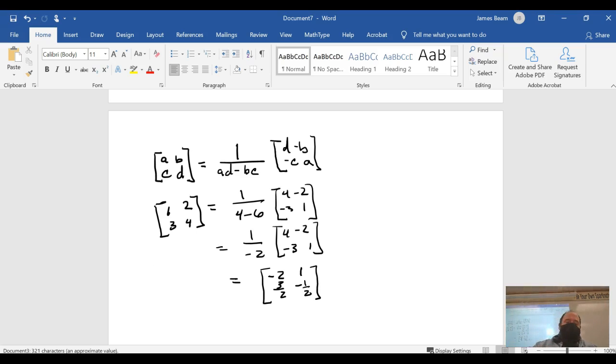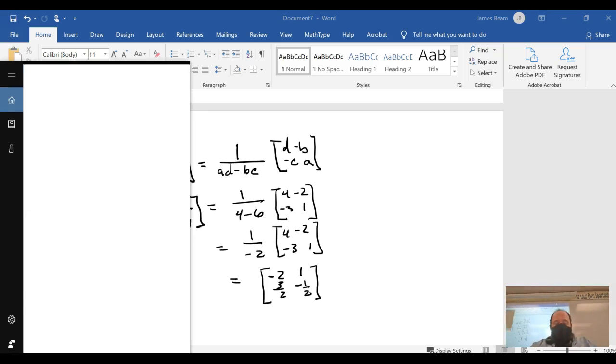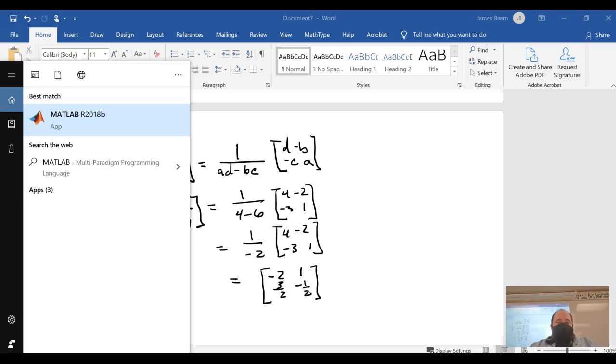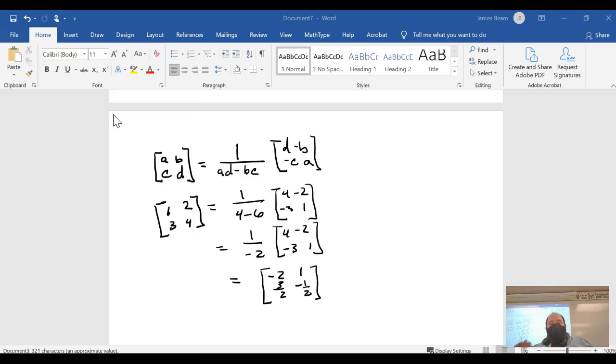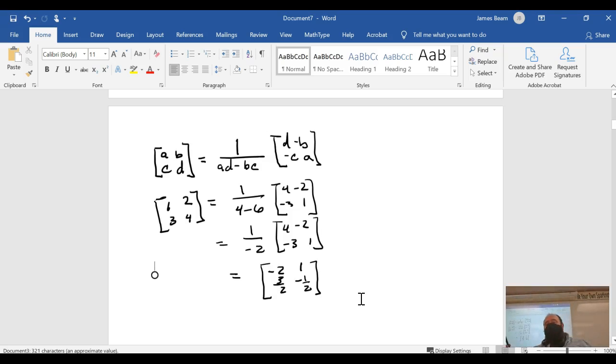Okay? That's how I deal with a 2 by 2. Knowing how to do that is pretty reasonable. I will admit I probably do most 2 by 2s by hand rather than load them into MATLAB because it's kind of fast. Now, here's the key.